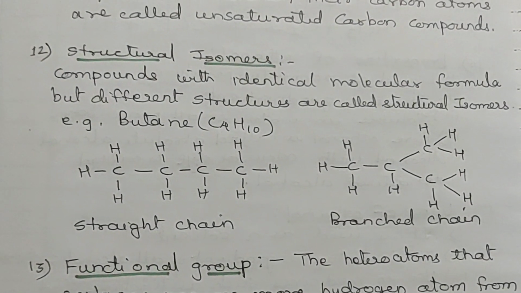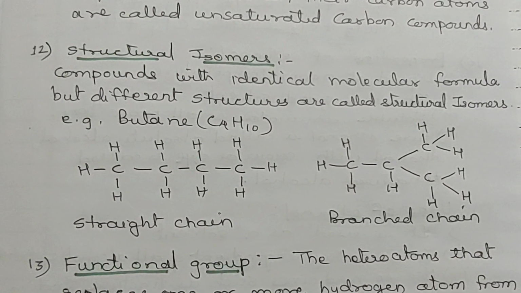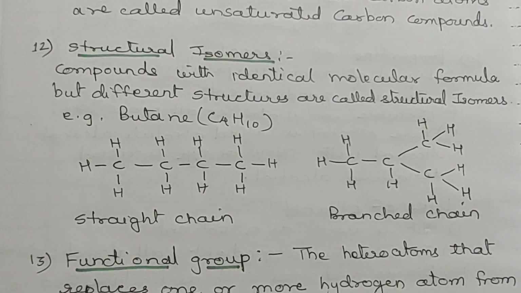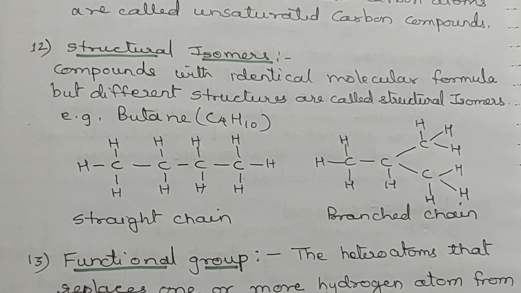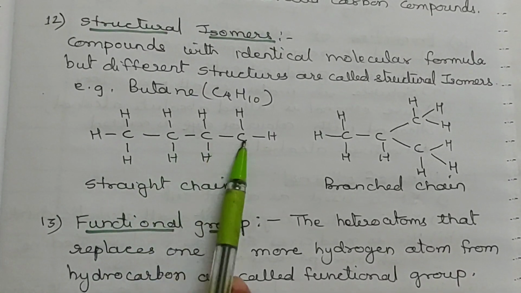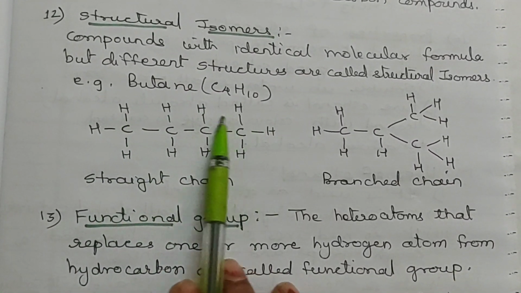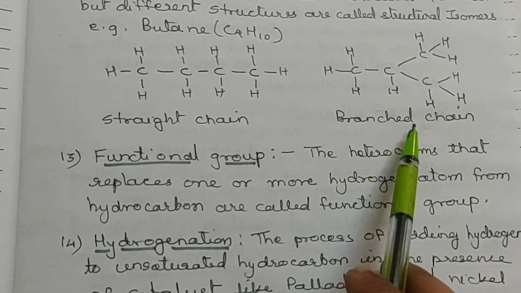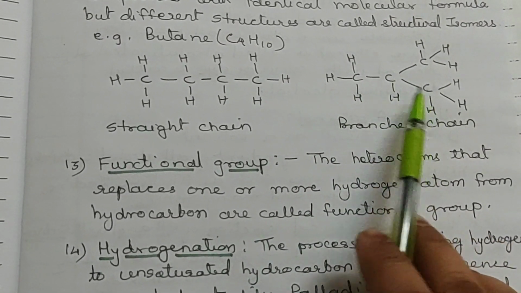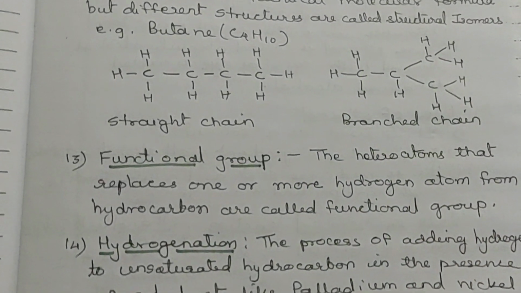Next is, what are structural isomers? Compounds with identical molecular formula but different structures are called structural isomers. Example: butane C4H10. Butane occurs either in a straight chain, that is 1, 2, 3, 4, C4H10, or this is the branched chain structure of butane. Here 4 carbons are there and there are 10 hydrogen atoms.